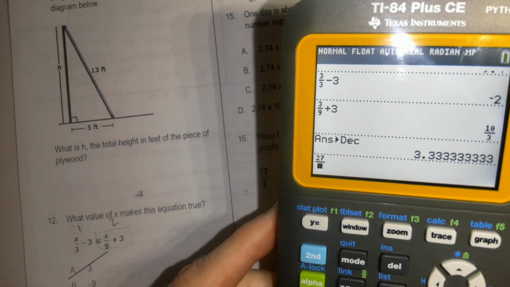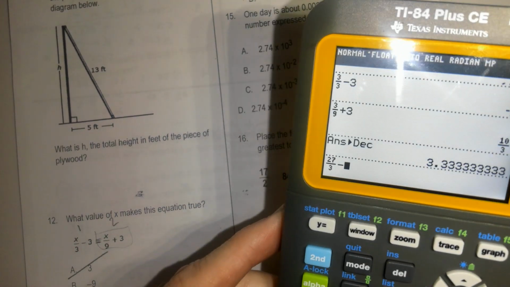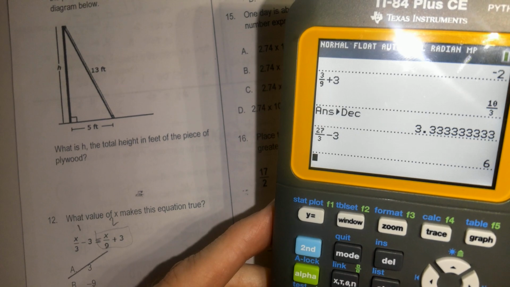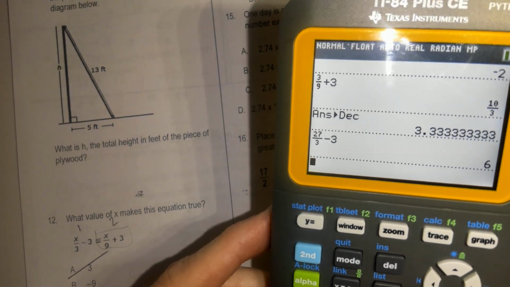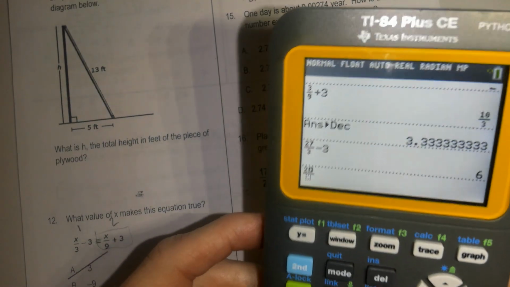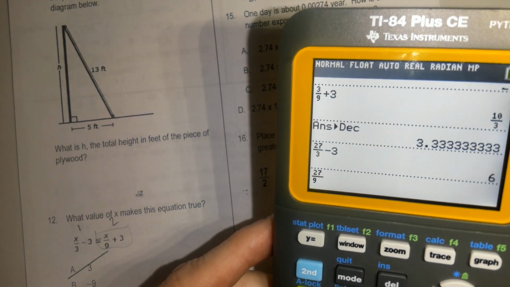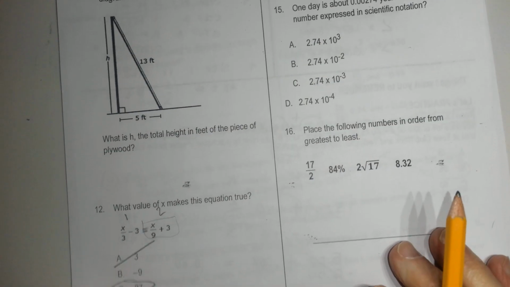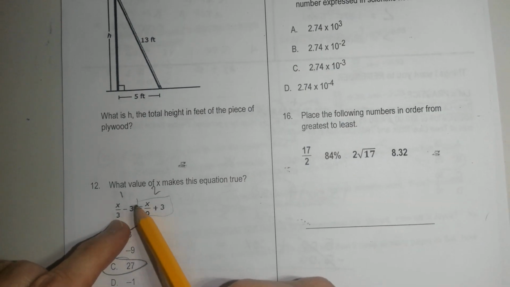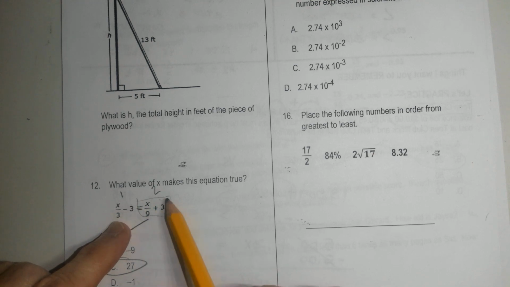27 divided by 3, page right, minus 3. That equals 6. Again, 27 now divided by 9, page right, plus 3. That equals 6. Okay? So I know that the answer is 27 because 27 is the only answer that will make both sides equal.